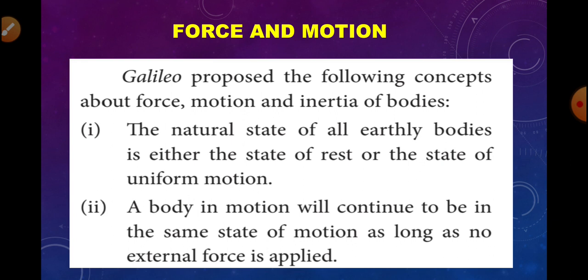Earthly bodies in their natural state can be in a state of rest or a state of uniform motion. And the second one: a body in motion will continue to be in the same state of motion as long as no external force is applied. So if there is no external force acting on the object, that body in motion will continue in the same state. So an object will continue in whatever state it was in, either a state of motion or a state of rest.